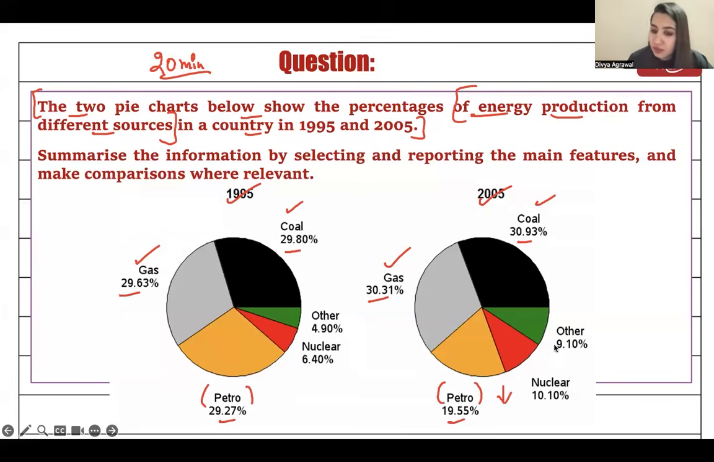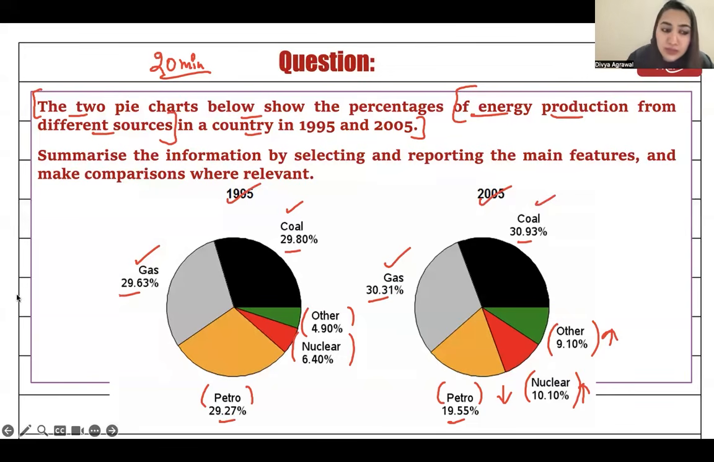Every other energy source has increased, even other and nuclear sources of energy have increased, like from 4% to 9% approximately, and 6 to 10% approximately. So it is clearly evident that petroleum is the only source of energy which has decreased. Here we have understood the graph thoroughly.